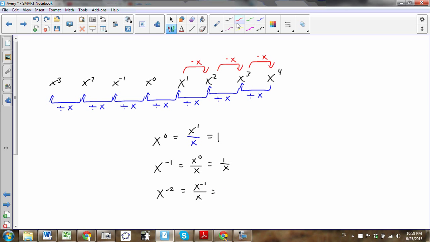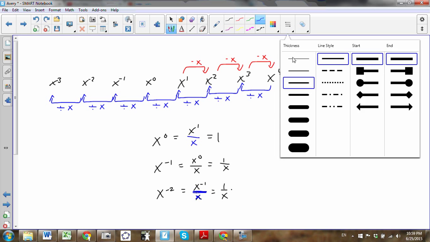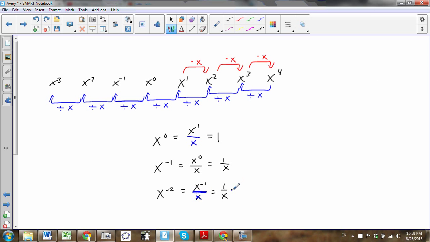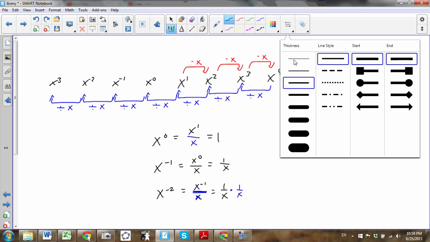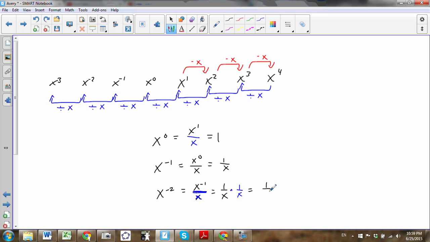so x to the negative 1, I'm going to color coordinate this a bit. Okay, divided by x, I'll make that in blue. Okay, so x to the negative 1 is 1 over x. To divide this by x, dividing by x is the same as multiplying by 1 over x times 1 over x. So what do I get? I get 1 over x squared.